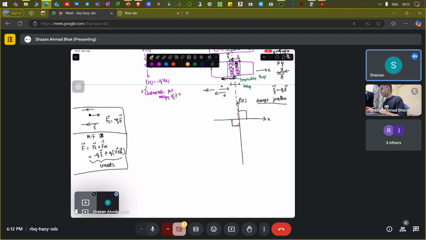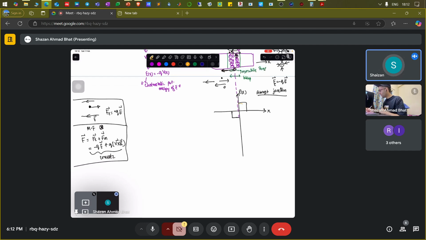If it were not abrupt, the actual junction looks something like this. There is a spread. This is how the actual junction looks, not like this. But if it is abrupt, then it looks like the black one. It abruptly finishes at this particular point. Let's call it xn. Let's call this minus xp. So this overall xn plus xp is equivalent to W depletion, which is the depletion width.